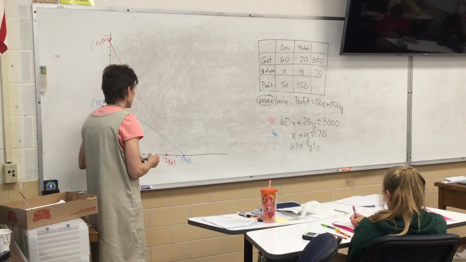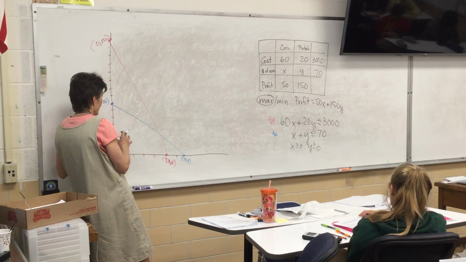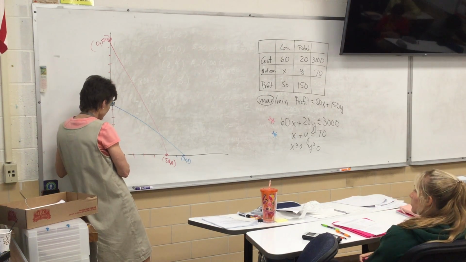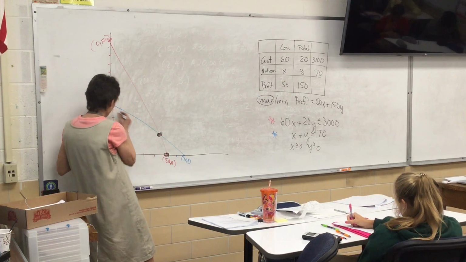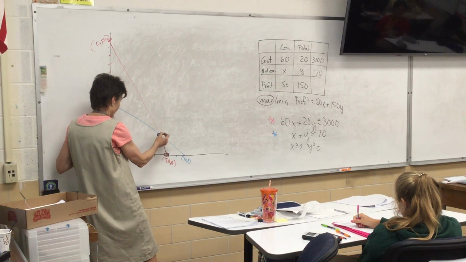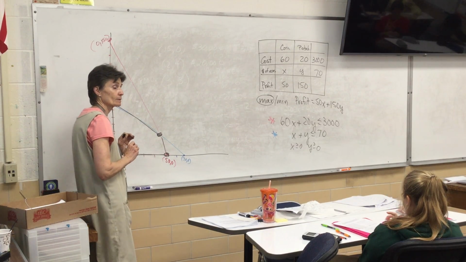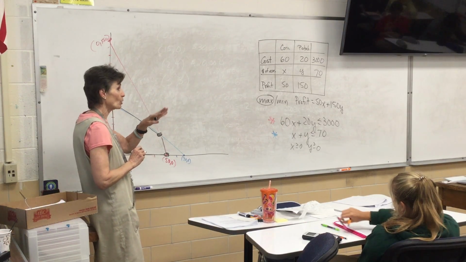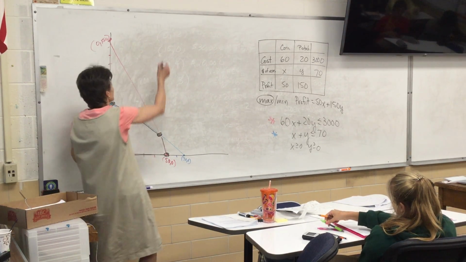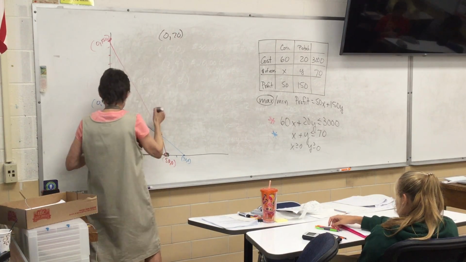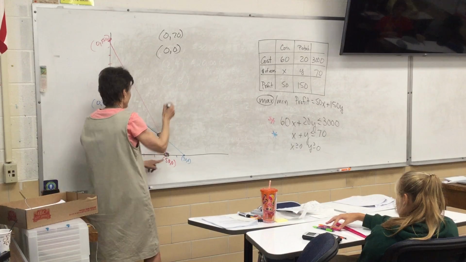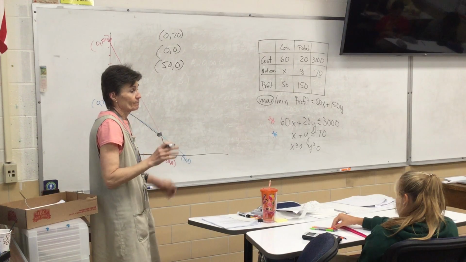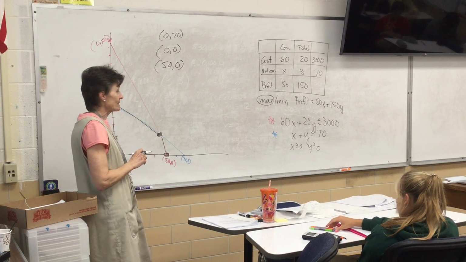So what is shaded in both? I'm below red and below blue. So it looks to me like it's outlined by this. And there are 4 vertices, 4 corner points, and 3 of them I know: (0, 70), (0, 0), and (50, 0) are known. I don't even have to do anything to get those. Those are there. Now I still need this one.